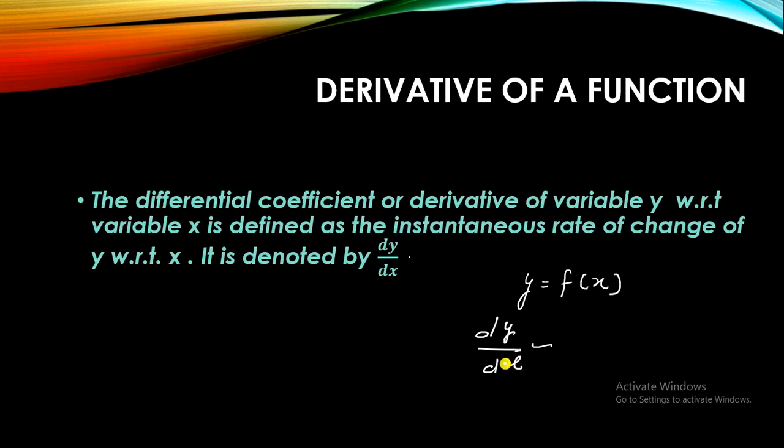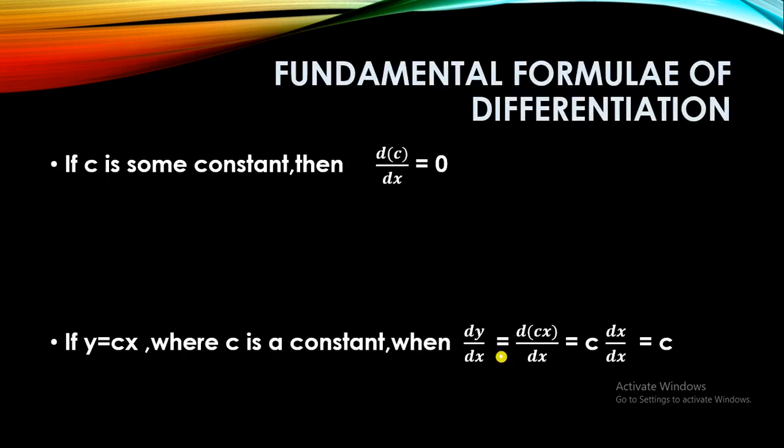So here we discuss some basic fundamental formulae of differentiation. First formula: if c is some constant, then the derivative of c is equal to 0. It means when c is any constant, then differentiation of the constant always becomes 0.